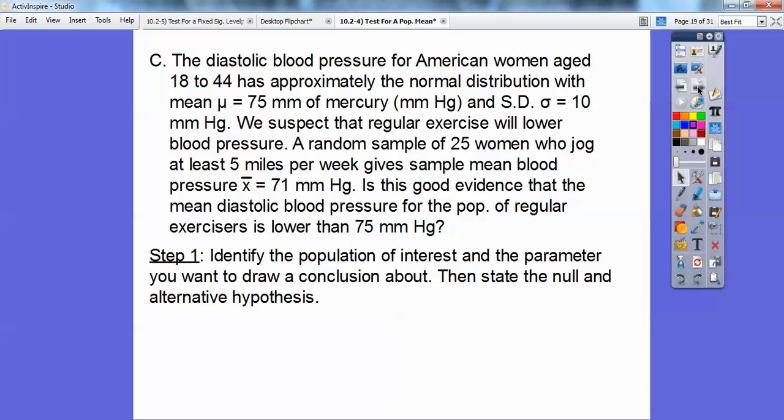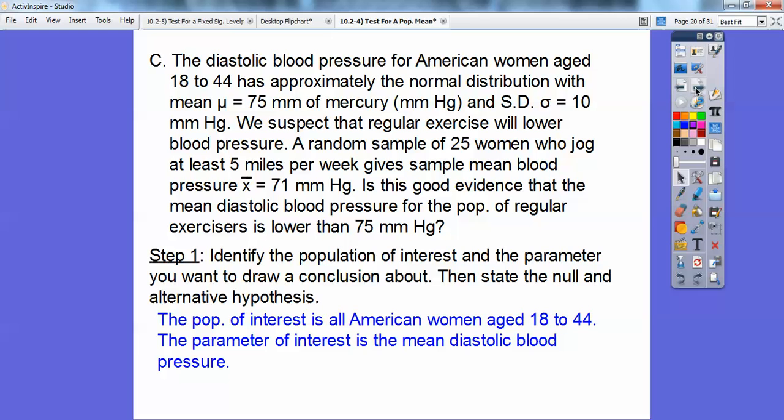So, step one, yes, write this down. You're going to be doing this on every problem now. Identify the population of interest and the parameter you want to draw a conclusion about. Then state the null and alternative hypotheses. Okay, that should be an "es" right there for plural hypotheses.